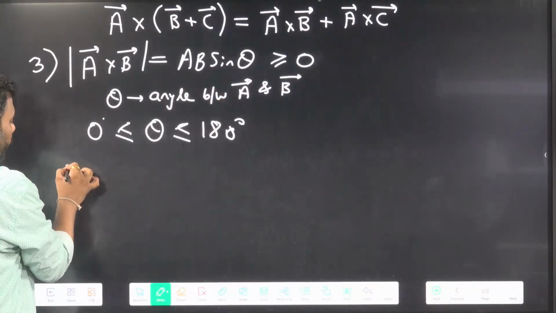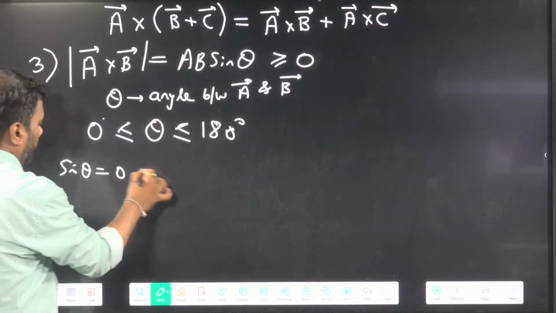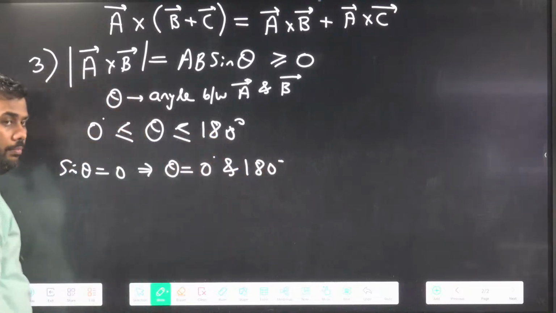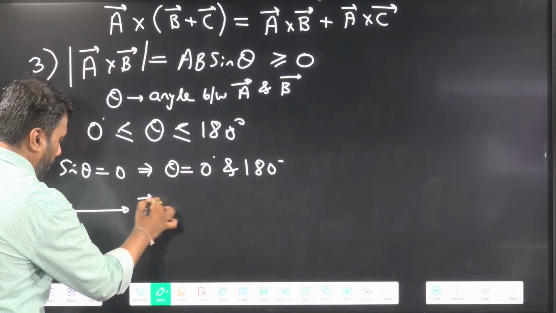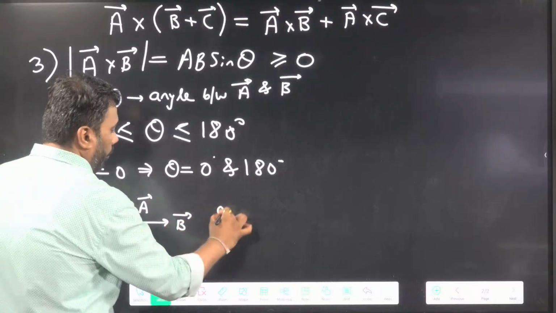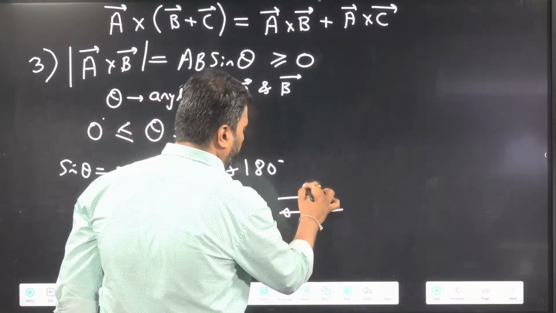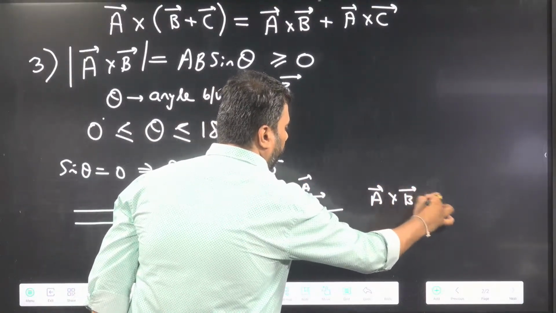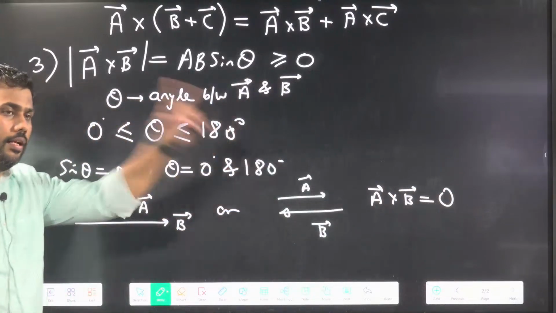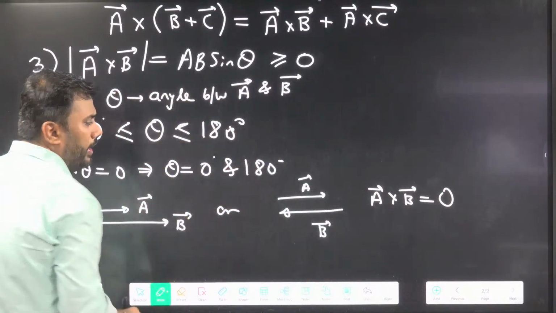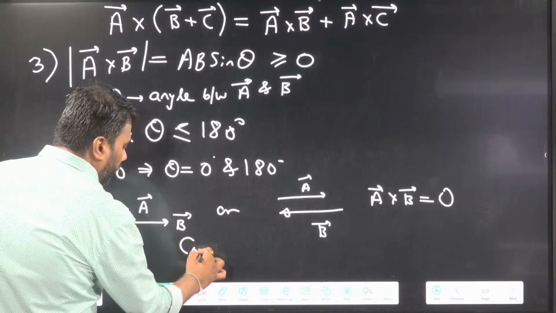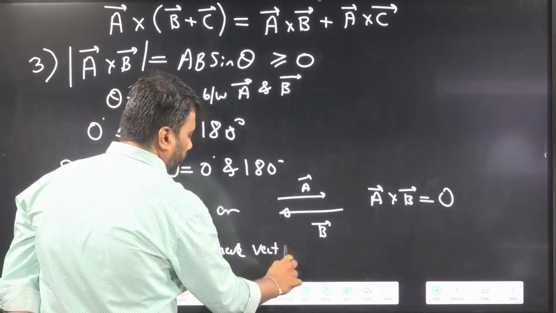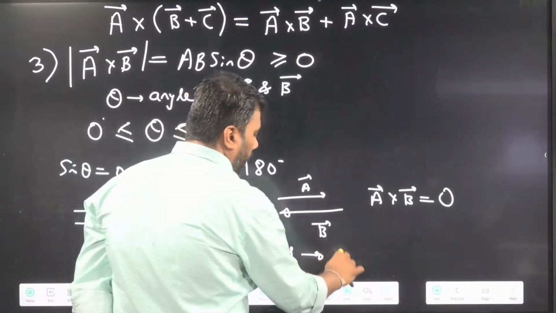Sin theta is 0 for theta equal to 0 and 180. It means when vectors are parallel or anti-parallel, the cross product is 0. Parallel or anti-parallel vectors are combinedly called collinear vectors.